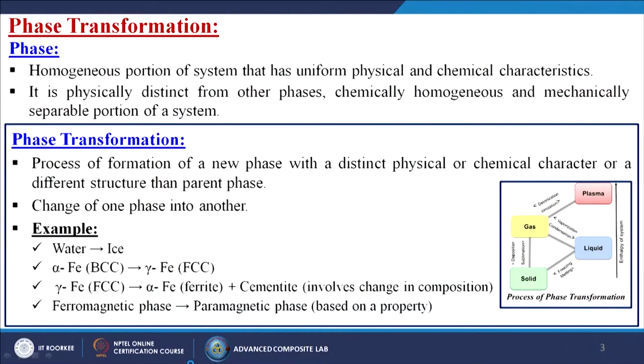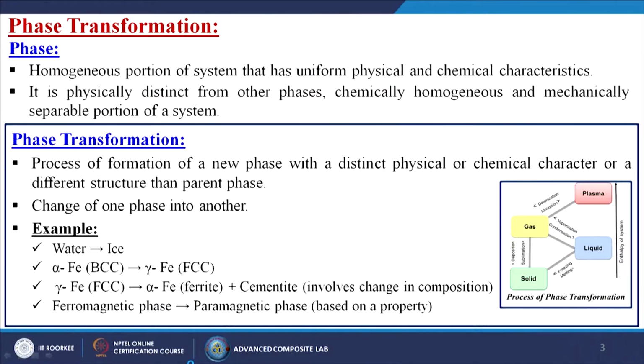So, before we start, let us know what a phase is. A phase is a homogeneous portion of a system that has uniform physical and chemical characteristics. It is physically distinct from other phases, chemically homogeneous because throughout the whole volume it will show you the same properties, and it is a mechanically separable portion of a system. Now, what is phase transformation? It is the process of formation of a new phase with a distinct physical or chemical character or a different structure than the parent phase. It is the change of one phase into another.